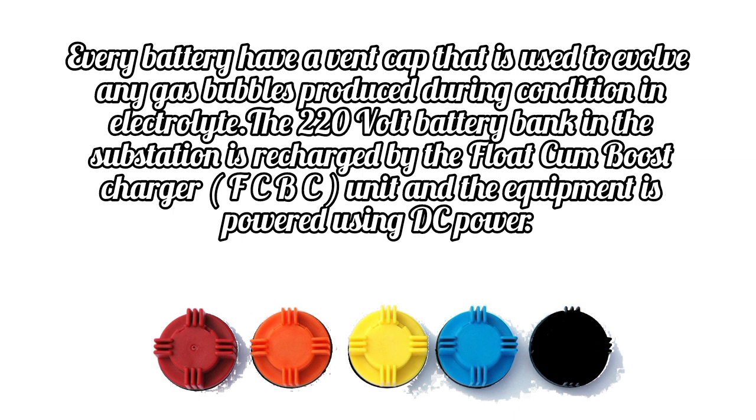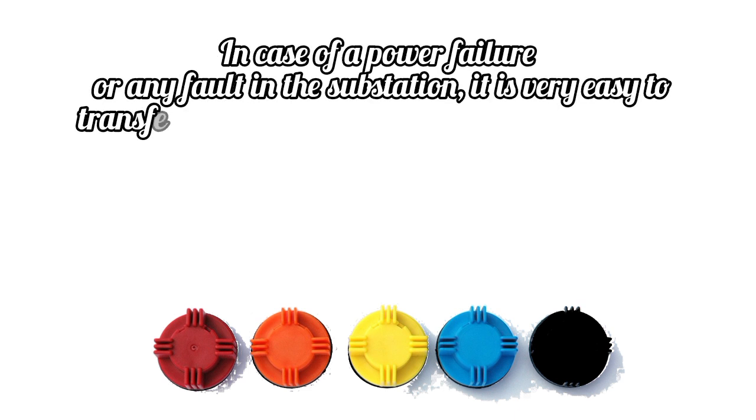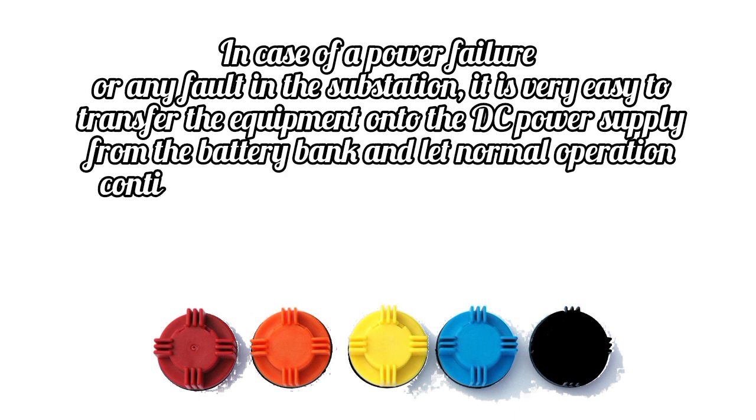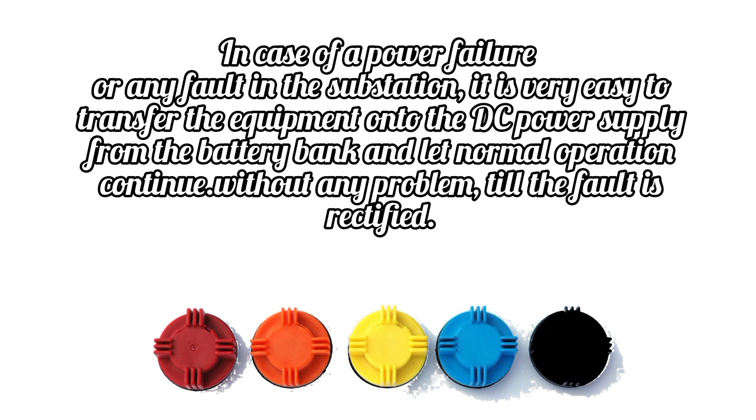The 220-volt battery bank in the substation is recharged by the float-cum-boost charger (FCBC) unit, and the equipment is powered using DC power. In case of a power failure or any fault in the substation, it is very easy to transfer the equipment onto the DC power supply from the battery bank and let normal operation continue without any problem till the fault is rectified.